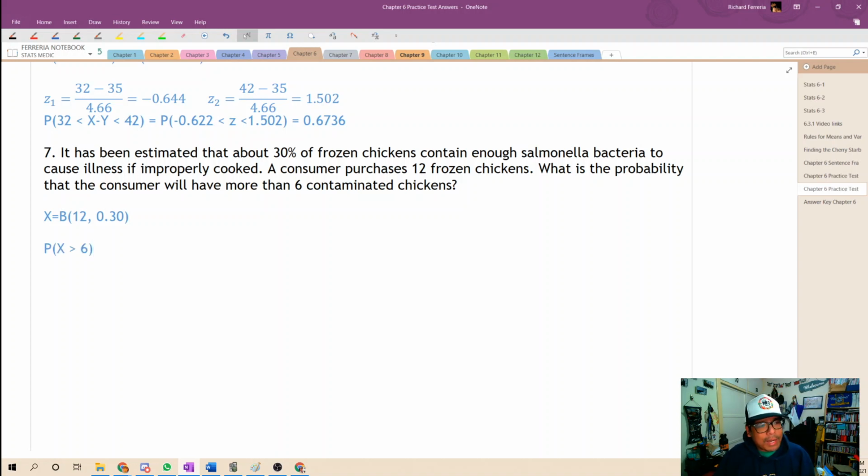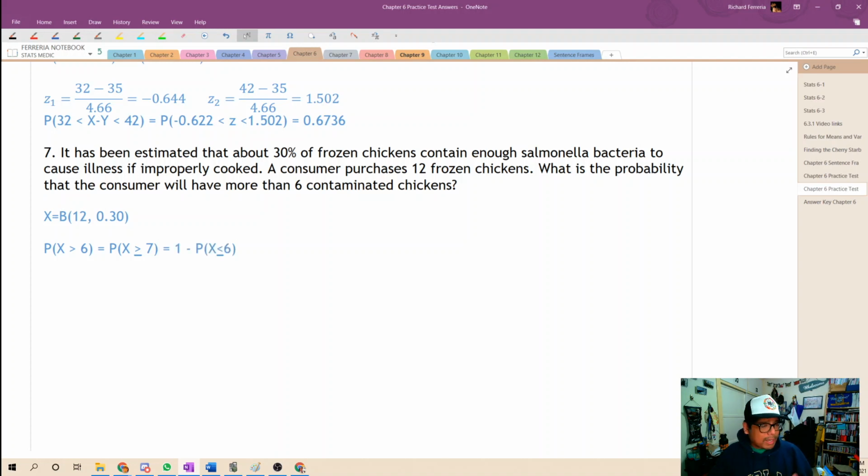So we want to find out the probability that x is greater than 6. Now I try to make a habit of, you see that we have x is strictly greater than 6, but I make an effort to try and write this with a greater than or equal to sign. So we're talking about 7, 8, 9, 10, 11, or 12.